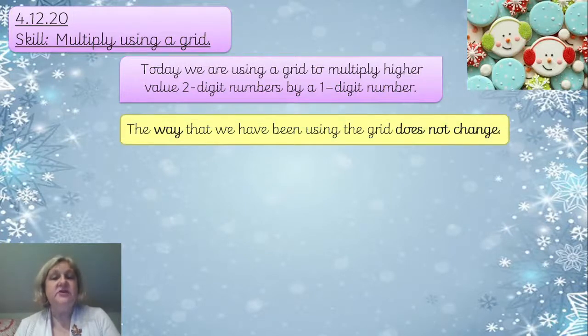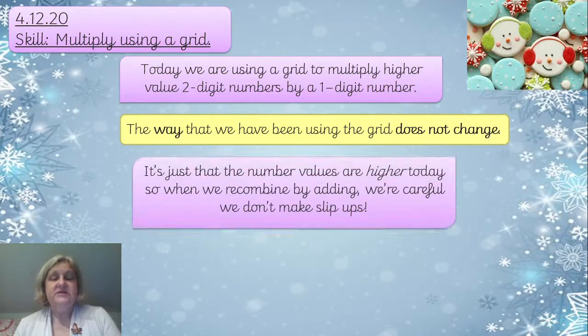So the way that we've been using the grid so far this week and last week doesn't change. Okay, we're doing exactly the same. We're having the 10s and the 1s split down, and then we're timesing it by the multiplier. That doesn't change. So it's just today that we're dealing with higher numbers.